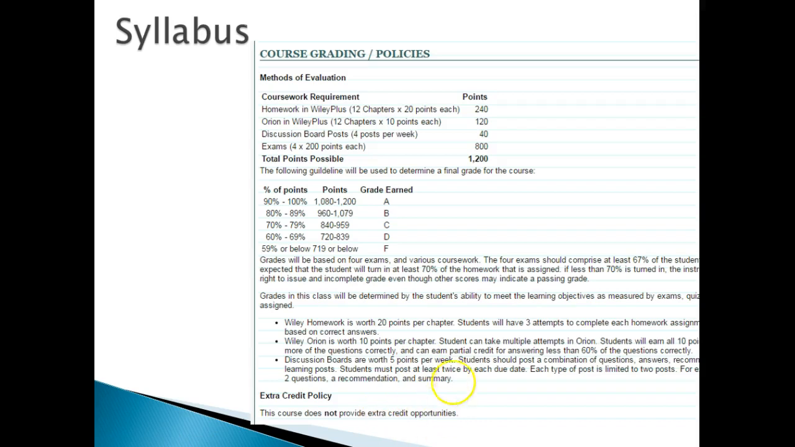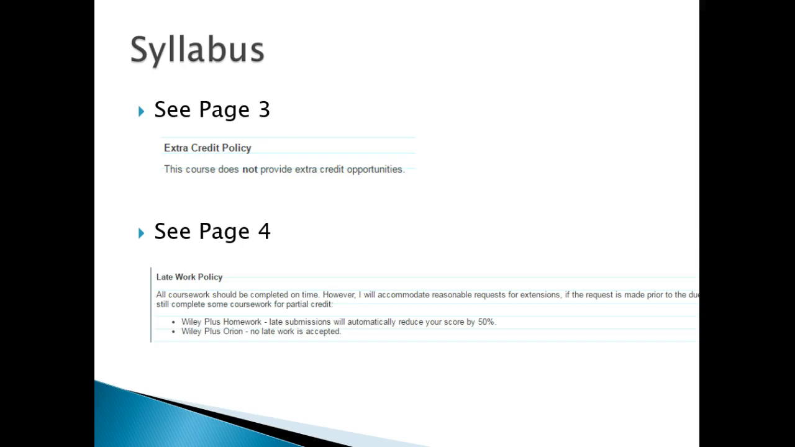I want to point out, and I'll point it out again here, that this course does not provide any extra credit opportunities. So you want to make sure that you do the work on time and that you gain every point. For late work, if you are in WileyPLUS and you do late work, you will get a reduction of 50%. If it's Orion, no late work is accepted.